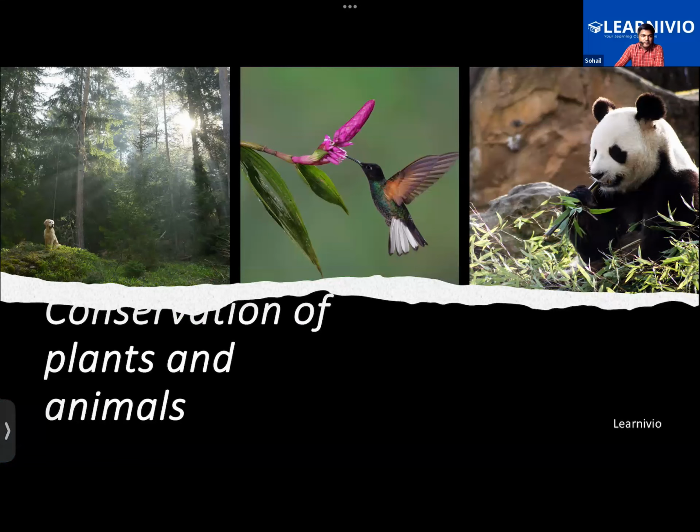So we can learn how to conserve them and stuff. So we can learn how to conserve. Okay. That is one aspect of the chapter. We are going to learn the ways how to conserve the animals, conserve the plants. But what is the need to study this chapter? Because humans have done so much damage to nature.